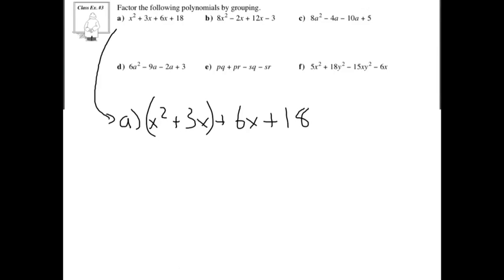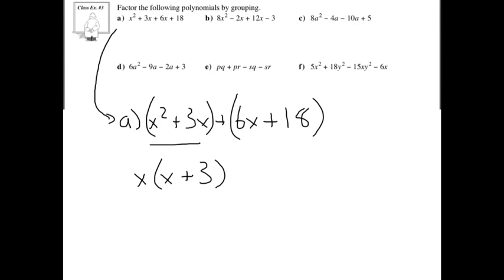Factor the following polynomials by grouping. Let's start with A. We've got x squared plus 3x plus 6x plus 18. Put brackets around the first two and brackets around the next two. What do we have in common in the first bracket? Well, it's going to be an x. So what you're left with, x squared divided by x is just x. 3x divided by x is just 3.